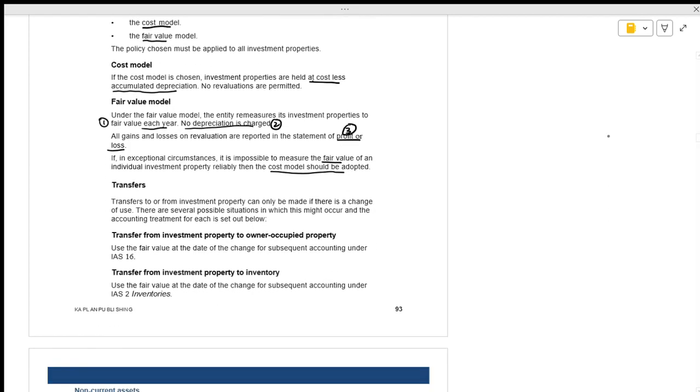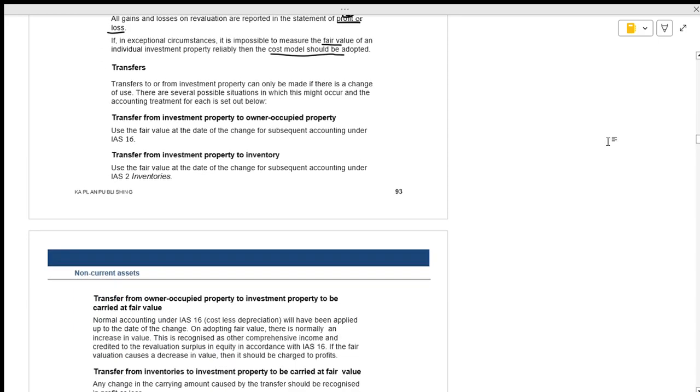What it says is there are 4 different conditions for transfers to or from investment property. It happens: you are transferring from investment to owner-occupied, to inventory, to investment property, left, right, and center. Transfers to or from investment property can only be made if there is a change of use. This is the basic condition. If there is a change of use, there are several possible situations in which this might occur, and the accounting treatment for each is set out.